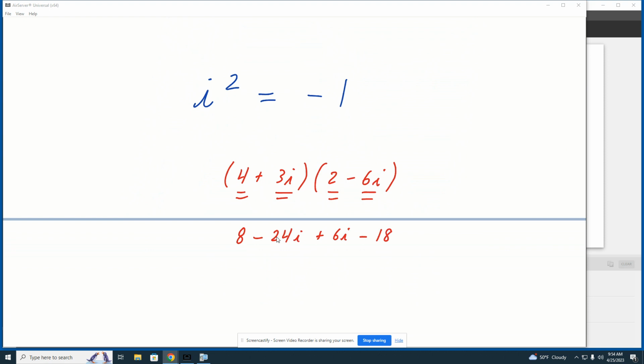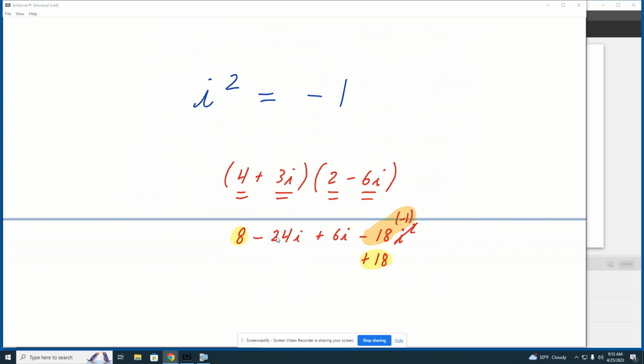i times i squared. Right? i times i squared. And what did we just say i squared equals? So that turns into a -1. And then I can say, hey, if that's -1, what's -18 times -1? So this turns into plus 18. So now all of a sudden, I have these like terms that I can get together. What is 8 plus 18?